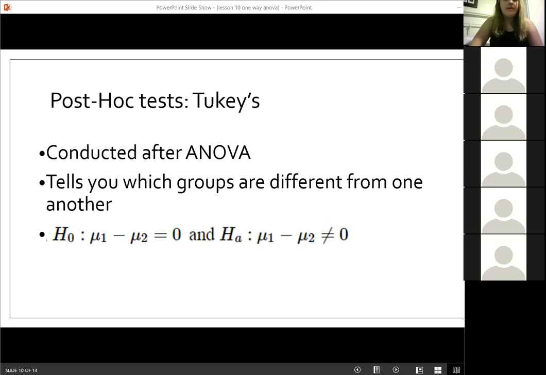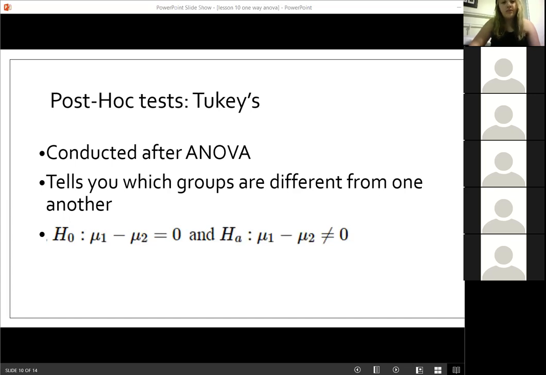Okay, and then the post-hoc tests, and specifically Tukey's, is basically talking about what you would do after your ANOVA test. So you get your conclusion. You say you think that the variables are different from one another. What this post-hoc test does is basically tell you which groups exactly are different from one another.